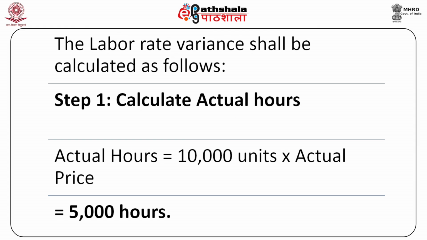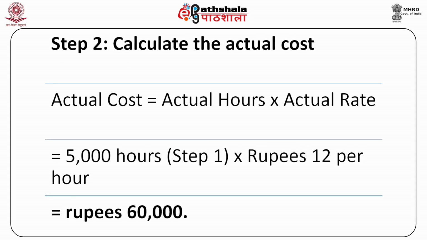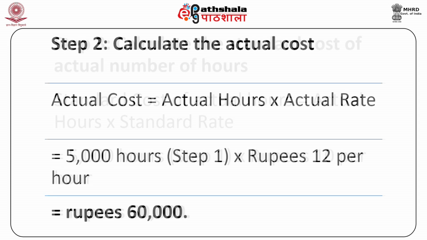The labor rate variance shall be calculated as follows. Step 1. Calculate actual hours. Actual hours is equal to 10,000 units into actual price is equal to 5,000 hours. Step 2. Calculate the actual cost. Actual cost is equal to actual hours into actual rate: 5,000 hours calculated in step 1 multiplied by rupees 12 per hour equal to 60,000 rupees.